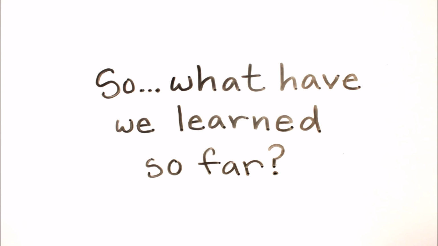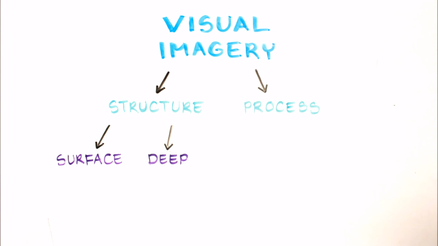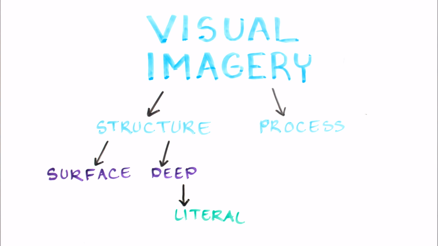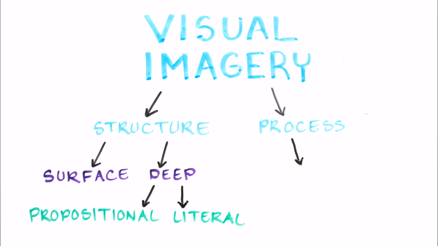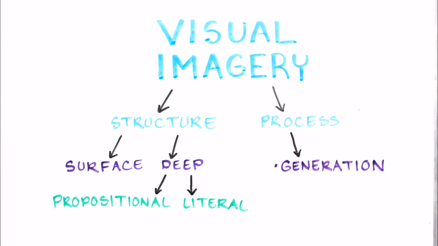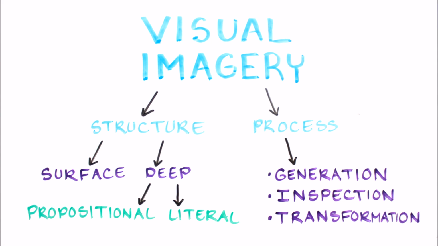So, what have we learned so far? In a nutshell, visual imagery can be broken into two categories: image structures and image processes. Image structures consist of surface and deep representations. Deep representation consists of literal encodings, what are the parts, and propositional encodings, in other words, how do the parts fit together. Image processes, on the other hand, consist of three categories: image generation, so forming the image in the first place; image inspection, answering questions about the image; and lastly, image transformation, or manipulating the image.